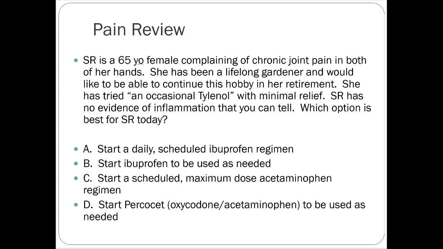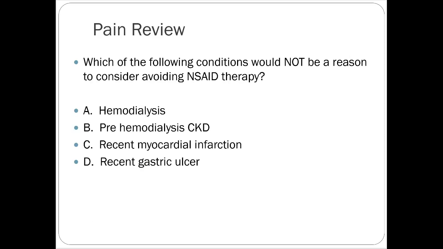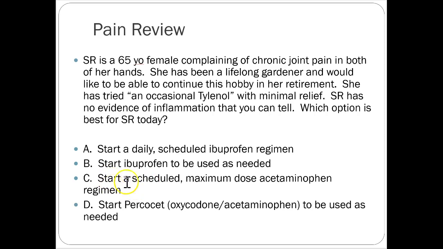So the correct answer here for this patient, you don't really know for sure, but I did tell you that she doesn't have inflammation, and she's just using the occasional Tylenol. So even though she's getting minimal relief with it, I'd ask her to up her Tylenol, do a max dose acetaminophen regimen. So go with 1 gram every 6 hours and see if that helps. And if not, then you could move on to some other regimen. But I would start with that first and then look at moving to an NSAID-based regimen. So again, that's choice C that would be the correct answer.